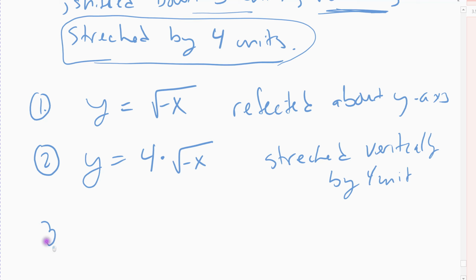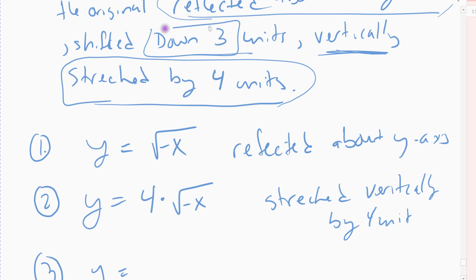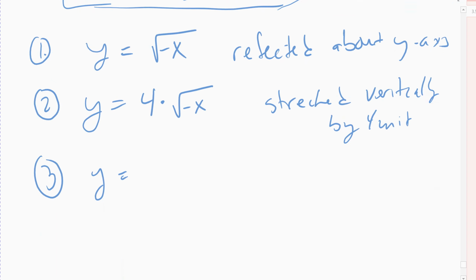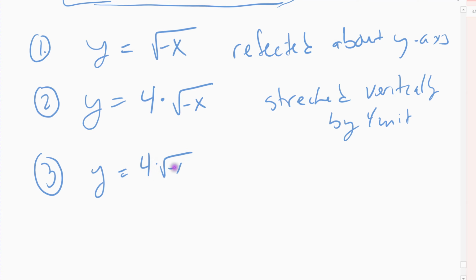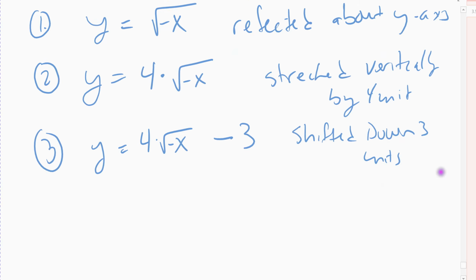And then the last thing is I'm going to get it shifted. Oops, I'll write the words over here. Shifted down by 3 units. So it means I want to subtract 3 on the outside of my function. So 4 times the square root of negative x, outside of the square root, minus 3. So the square root part's only on the negative x, and then separately, we subtract 3. And so that will be shifted down 3 units.